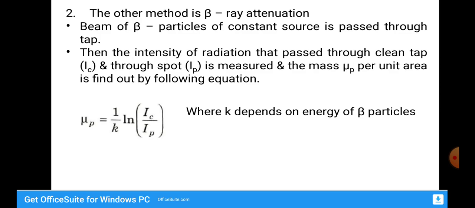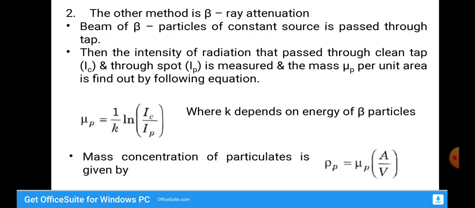Mu p is equal to 1 by k ln IC by IP, where IC is intensity of radiation through clean tape and IP is intensity of radiation through spot. K is a constant which depends on energy of beta particles. So through this equation we can calculate mass of solid particles on tape per unit area.